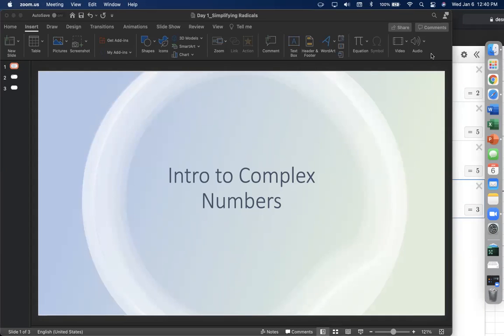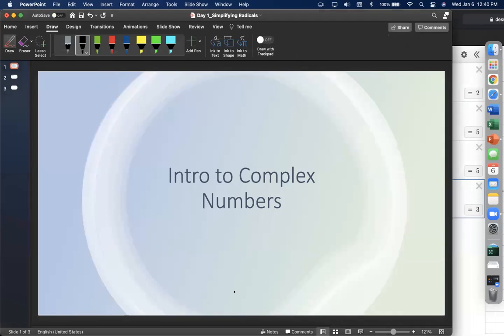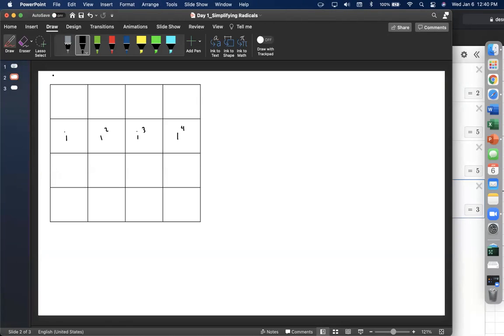Welcome to Introduction to Complex Numbers. So a complex number is in the form of a plus bi. But since this is an introduction, we are only worried about the i part. Later, we're going to learn what the form a plus bi means. But today, let's look at i.